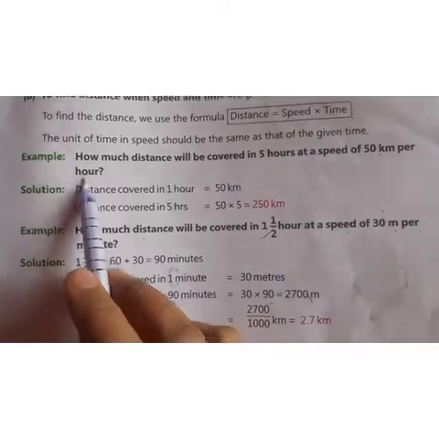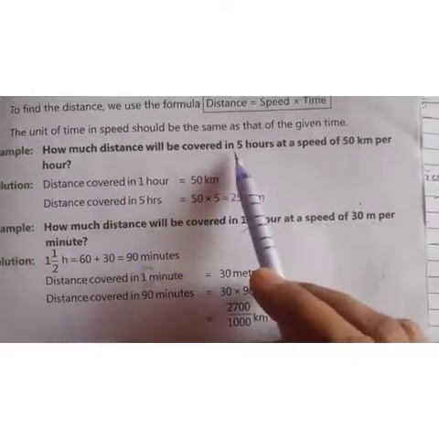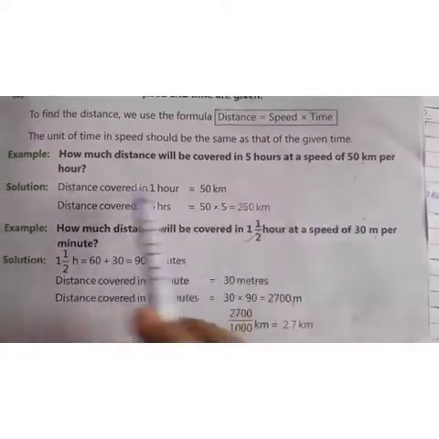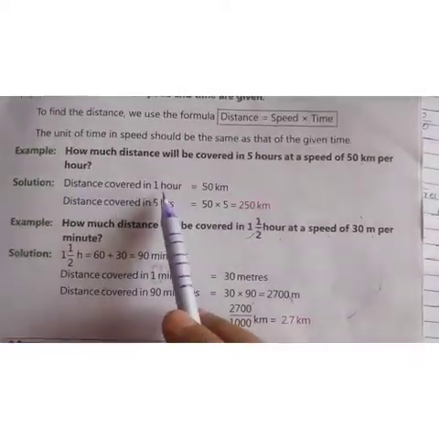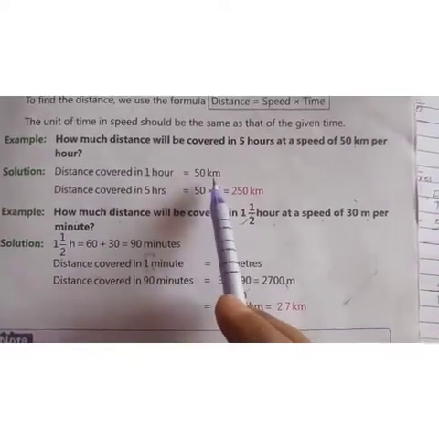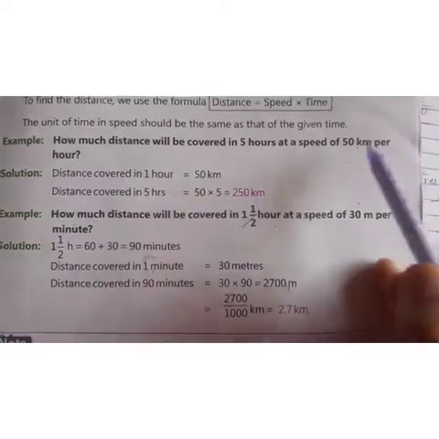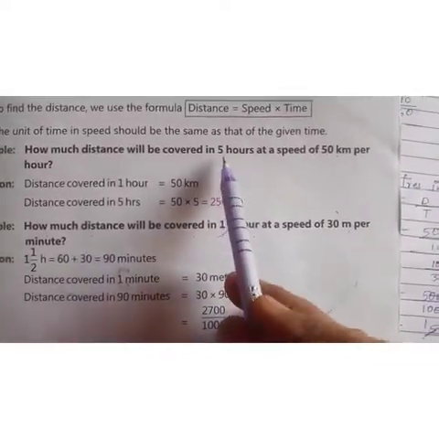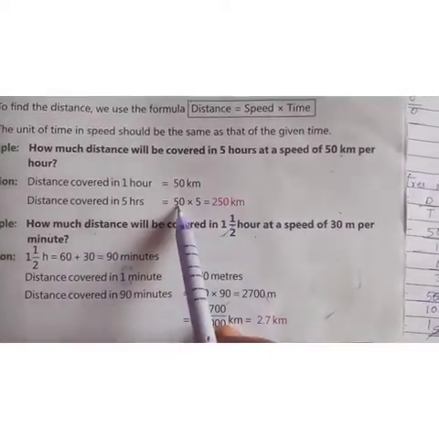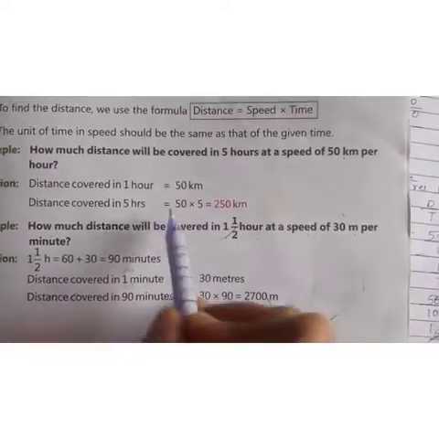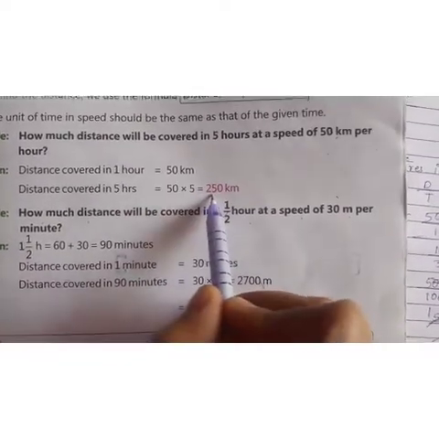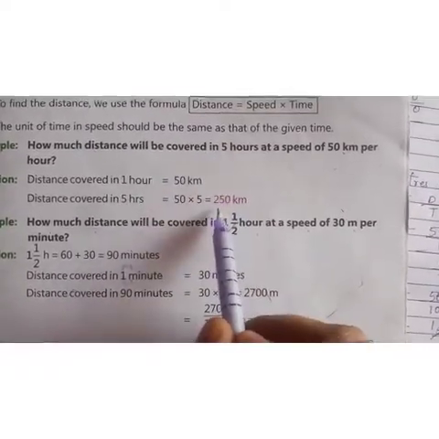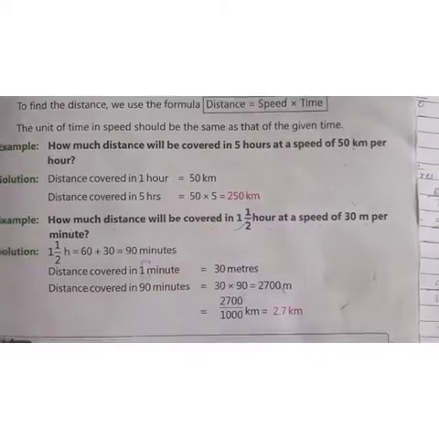Example 1. How much distance will be covered in 5 hours at a speed of 50 kilometers per hour? So children, for 1 hour it is traveling 50 kilometers. So what will be the distance when it is covering for 5 hours? So 50 into 5. When you multiply, 5 5s are 25 and the 0 as it is. So for 5 hours it is traveling 250 kilometers.